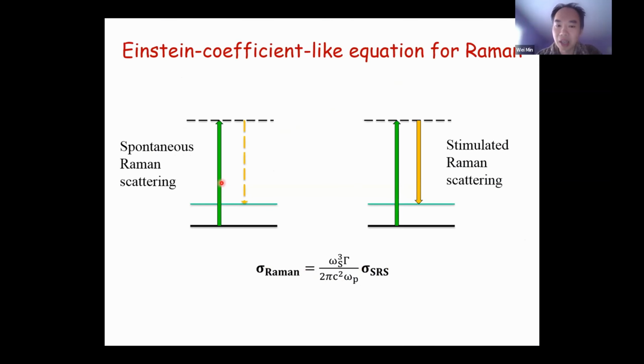So this will be our equation. This is the spontaneous Raman cross-section. This is the stimulated Raman cross-section. They're connected by something like the Einstein AB coefficients, but there's a difference here. There's a gamma. The gamma is the line width of the Raman transition. So there's a slight difference.